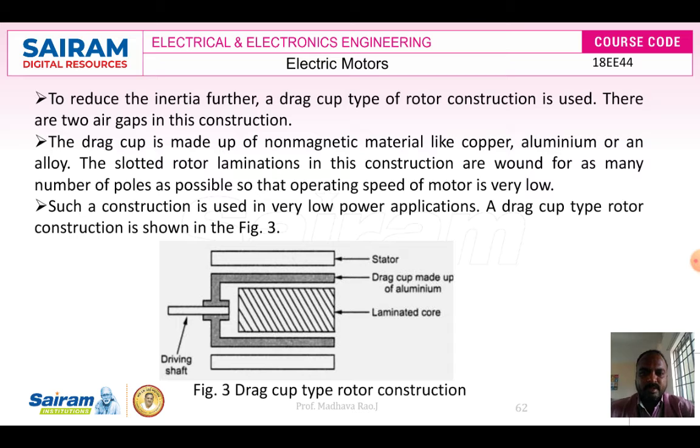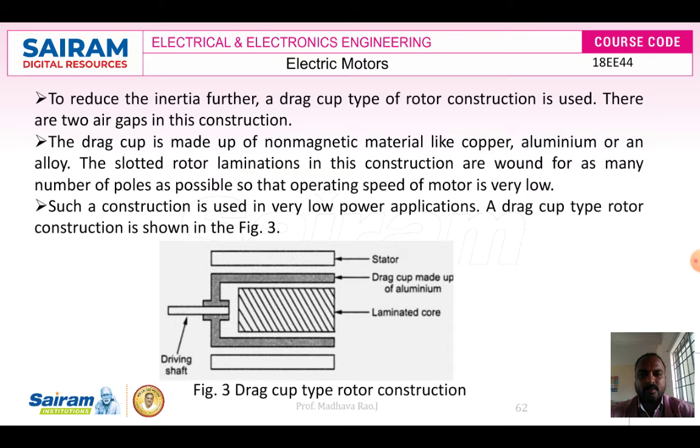So, to reduce inertia further, the drag cup type rotor construction is used. This is a drag cup type rotor construction. You can see how the drag cup is arranged in between the stator parts. There are two air gaps in this construction. The drag cup is made up of non-magnetic material like copper, aluminum or an alloy.